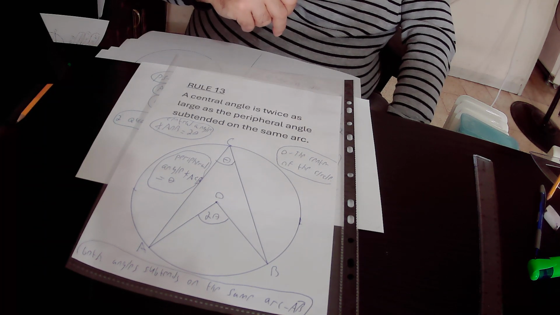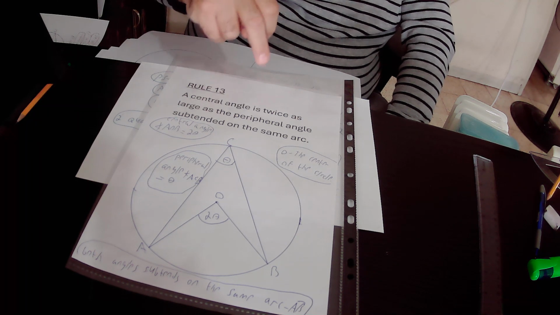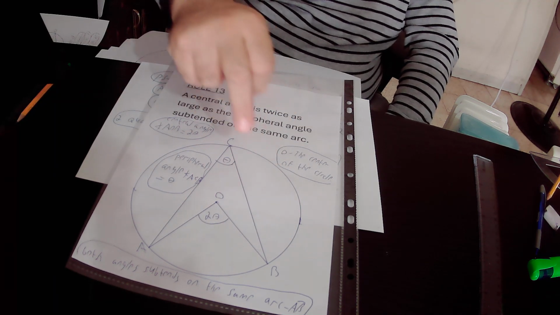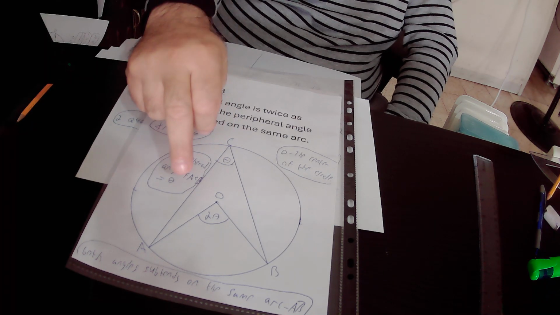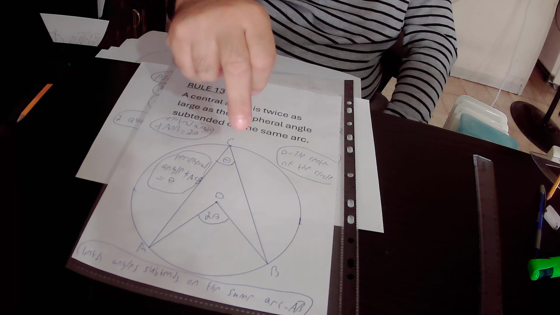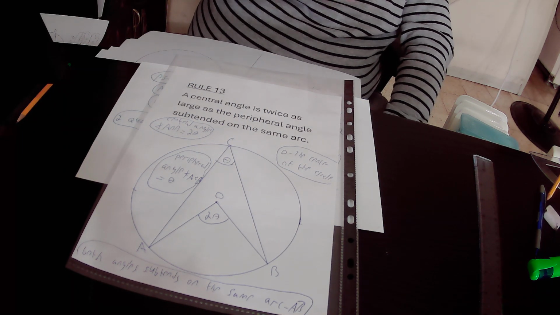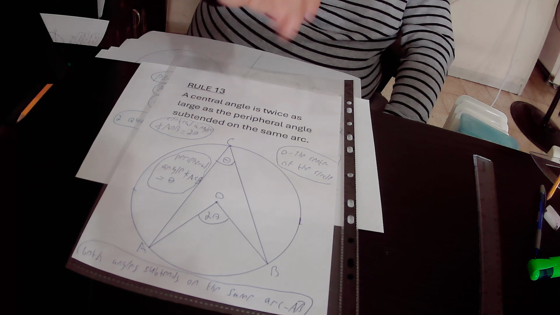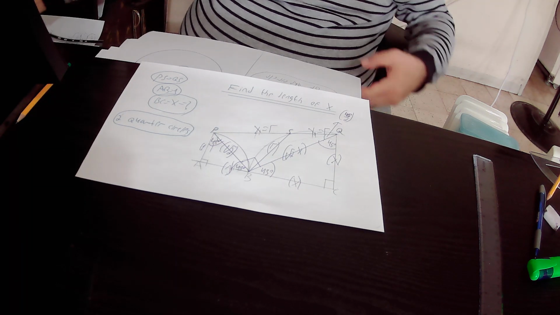This central angle AOB is subtended on the same arc AB. And therefore the central angle must be twice as large as the peripheral angle ACB. Why? Because both of them are subtended on the same arc AB. Because the peripheral angle ACB equals theta, the central angle AOB that is subtended on the same arc must be equal to 2 theta. Okay, so the central angle will be twice as large as the peripheral angle that is subtended on the same arc. We can implement this rule in our drawing.